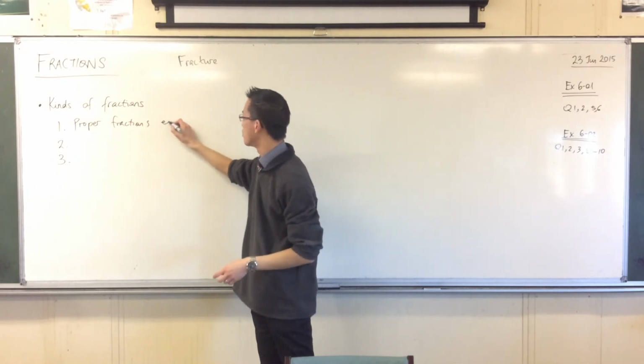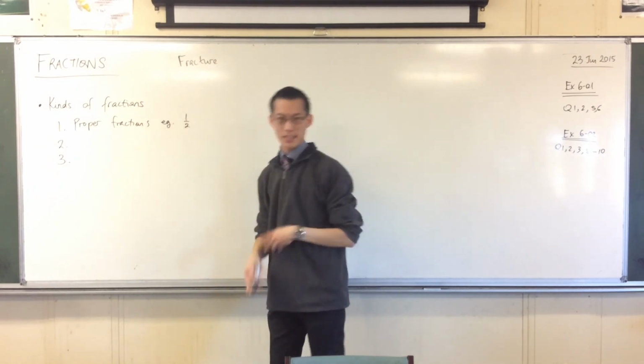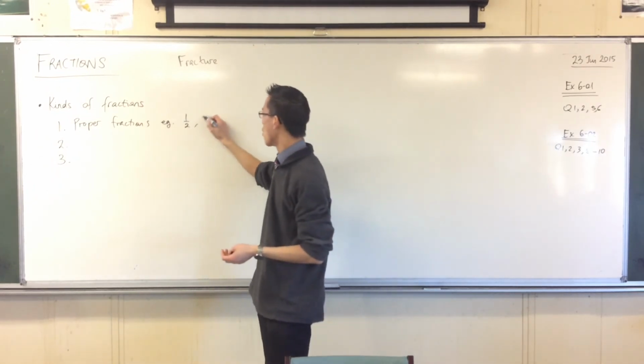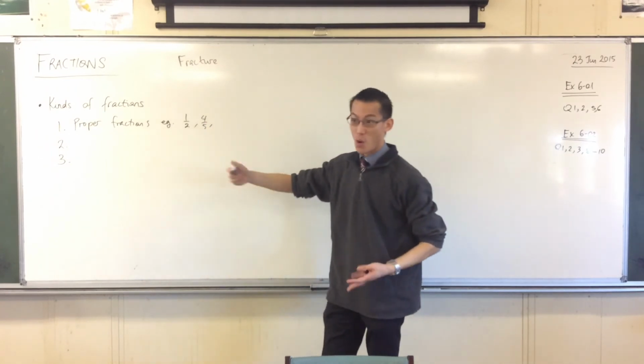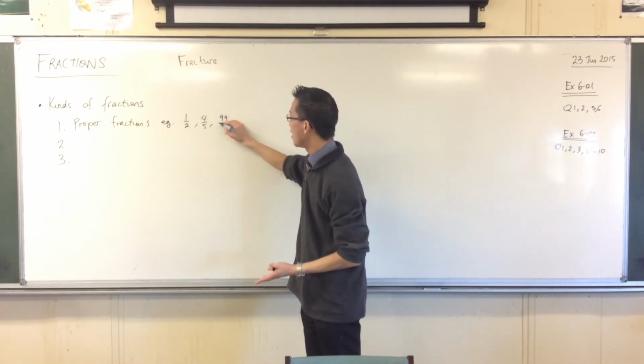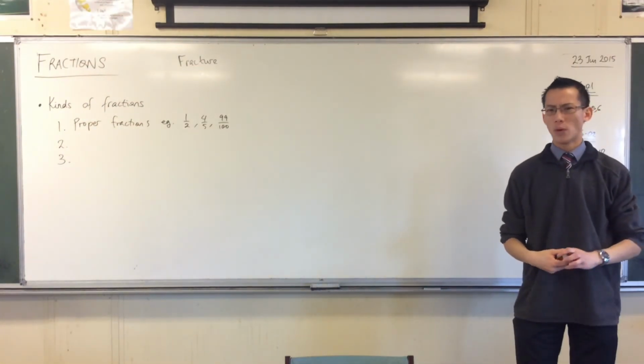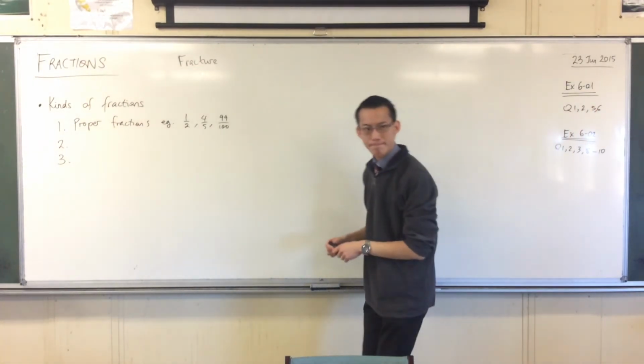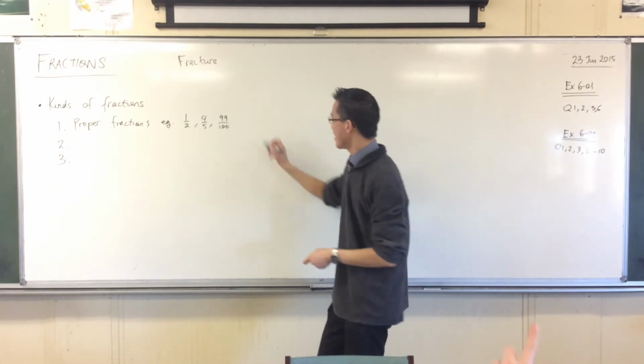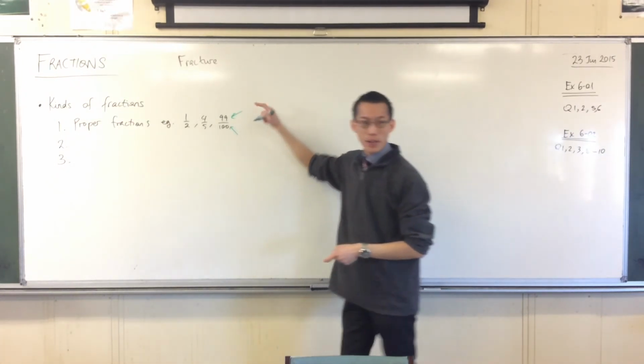So, for example, a half is a proper fraction, right? Or 4/5. Or 99 out of 100. What makes a proper fraction proper? What is it about it? Yeah, Nathan. I don't know which one's which, but the top number's smaller than the bottom. Okay, good. So we got the top and the bottom number.